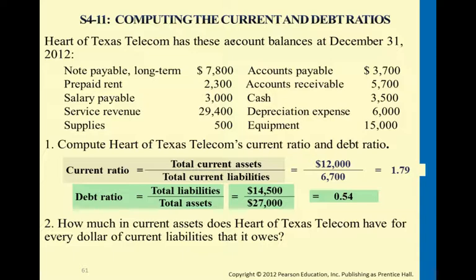Okay, so you have 3 current asset accounts. If you add them together, that will give you $12,000. Total current liability, you'll be adding up the $3,000 plus $3,700. That will give you $6,700. For debt ratio, total them up. Okay, so total liability, total assets.